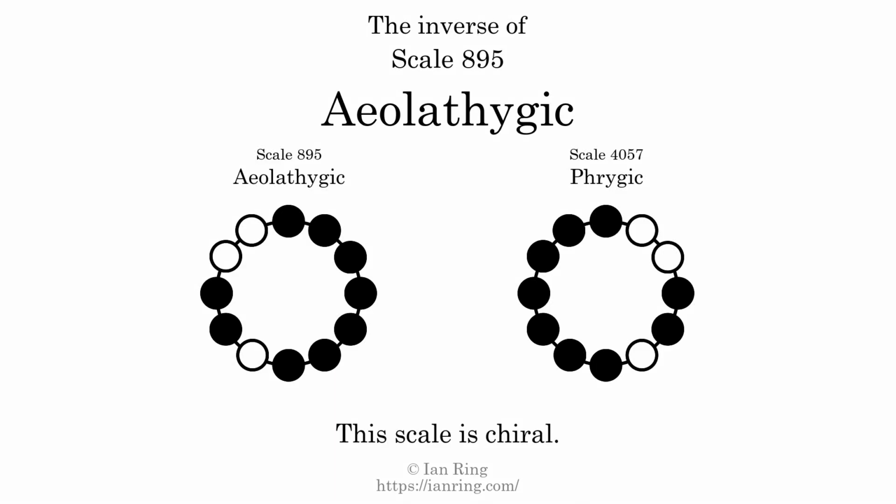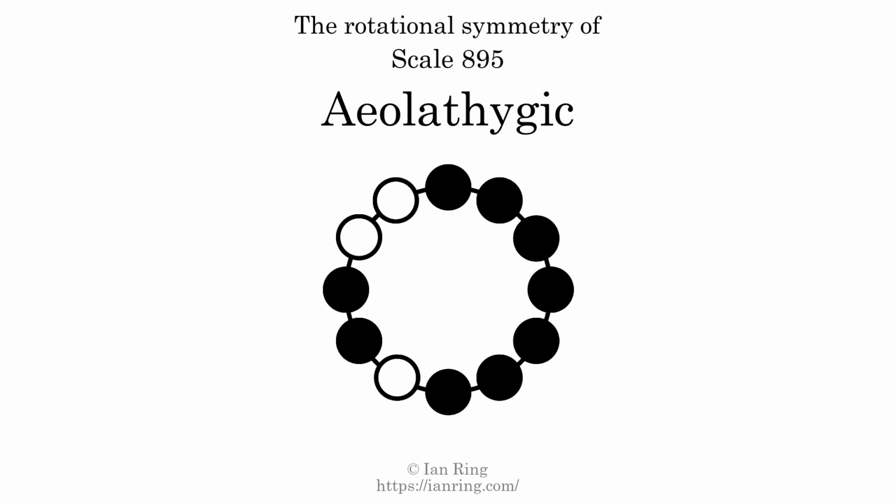The inverse of a scale is a mirror image. It is what you get when the sequence of intervals is reversed. The inverse of this scale is scale 4057, also known as Phrygic. This scale is chiral. It cannot transform into its inverse by rotational transformation. This scale has no rotational symmetry.